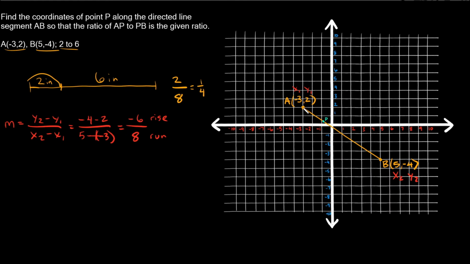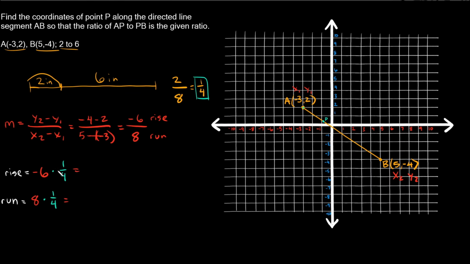Okay, so again, starting from point A, we don't want to go all the way to point B. We just want to go 1/4 of the way, right? So what we're going to do is multiply the rise by 1/4 and the run by 1/4, okay? So here the rise is equal to -6, and we just want to go 1/4 of the way, so we multiply that by 1/4, and we do the same thing with the run. So the run is going to be equal to 8 times 1/4.